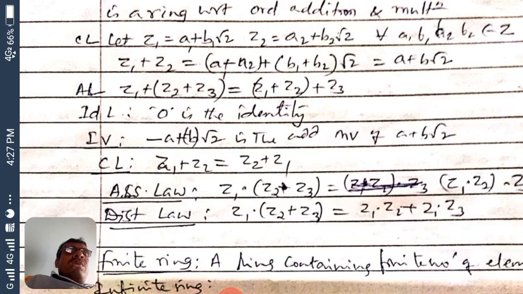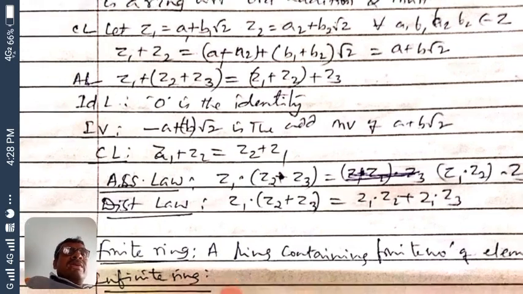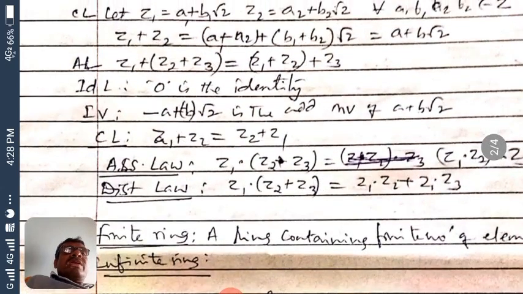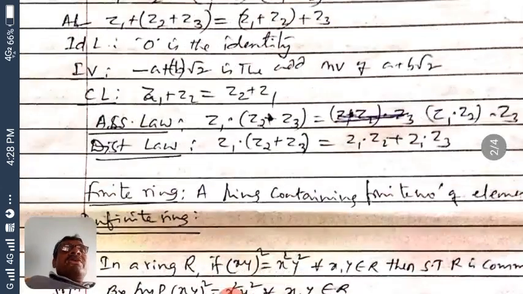z1 into (z2 plus z3) is always equal to z1 into z2 plus z1 into z3. Already z1, z2, z3 are given elements as mentioned. You simplify and verify the result. And (z2 plus z3) into z1 equals z2 into z1 plus z3 into z1. So both LDL and RDL hold, hence the given set is a ring.